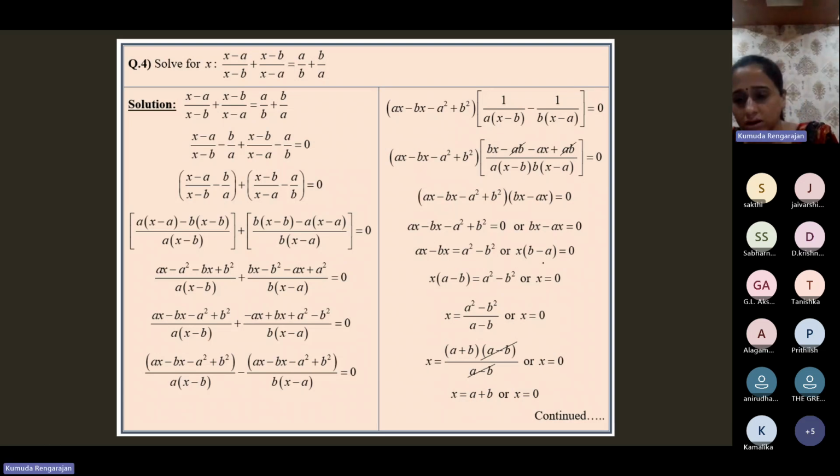Or x into b minus a is equal to 0, right? Because here bx minus ax, x is common. So you'll get x into b minus a in the bracket. So x is equal to 0 by b minus a, so x is equal to 0. So these are the two values for x.